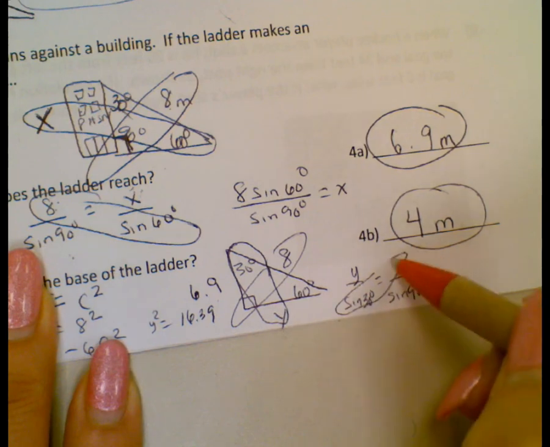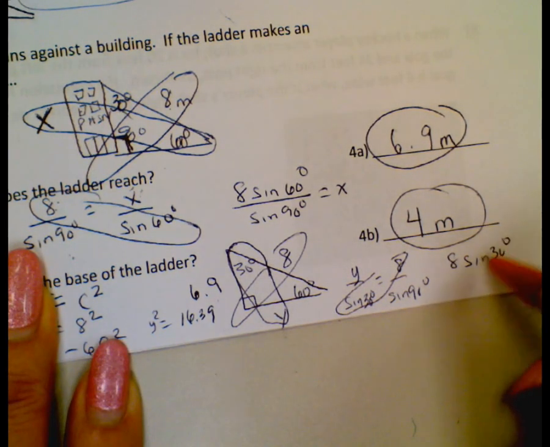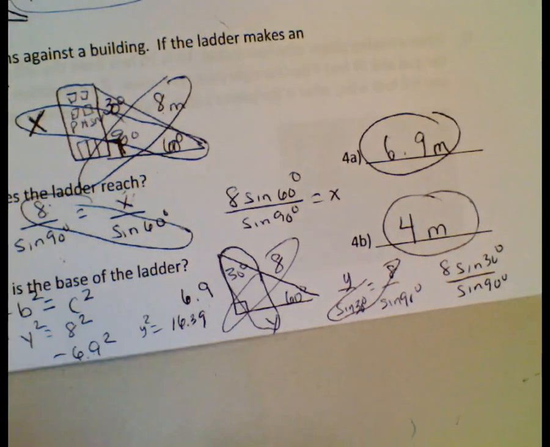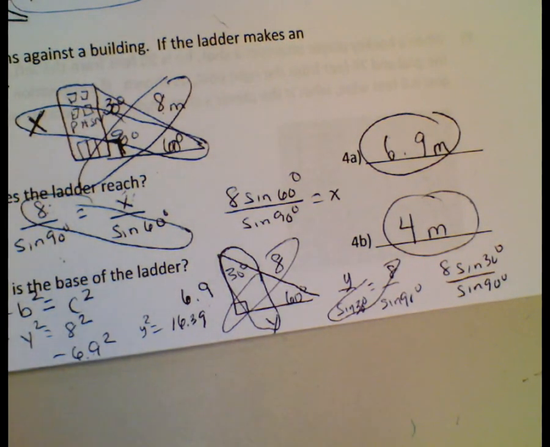So 8 times sine 30 divided by sine 90. 8 sine 30 divided by sine 90. Punch that in the calculator and see if you get 4. Remember from the beginning I said it was 4? Because it was half of 8? If you guys know your 30, 60, 90 rules, you wouldn't have to do any work on that problem.